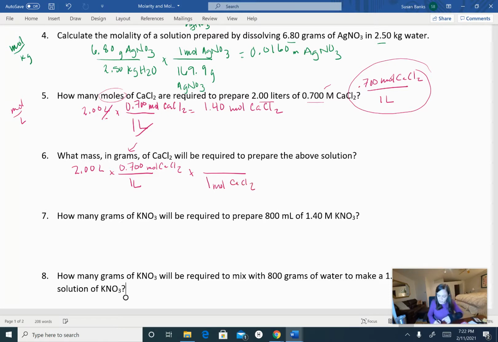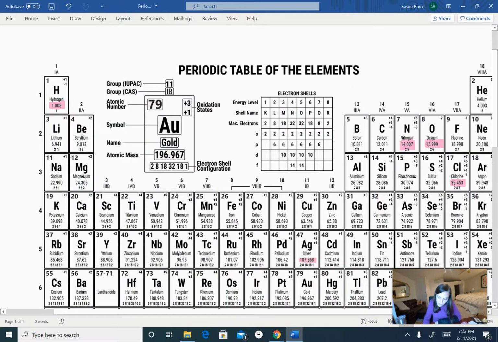And now I need to figure out my molar mass of calcium chloride. So let's look it up. So calcium and chlorine on our periodic table. So chlorine, we've already done 35.5 right here for the chlorine. Calcium, 40.1 to the 10th.